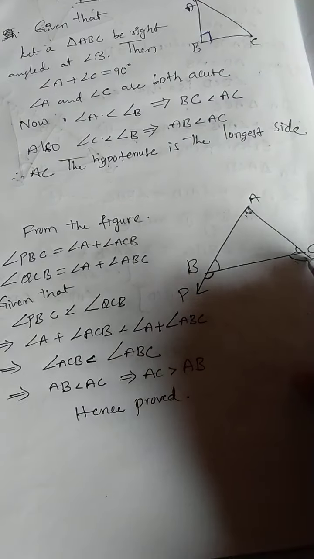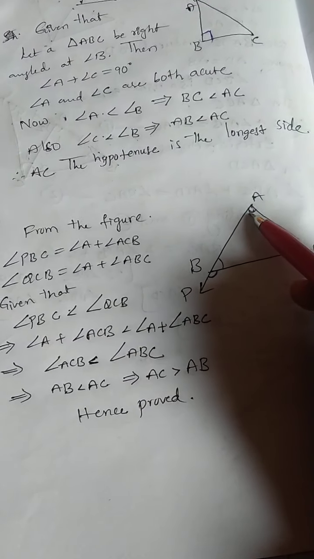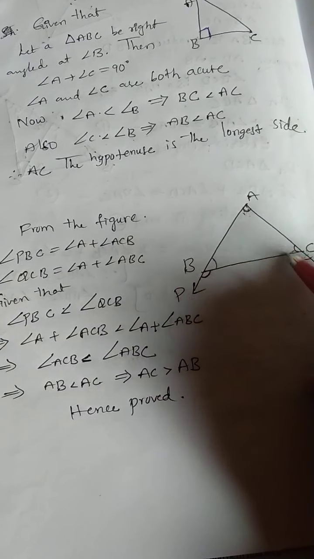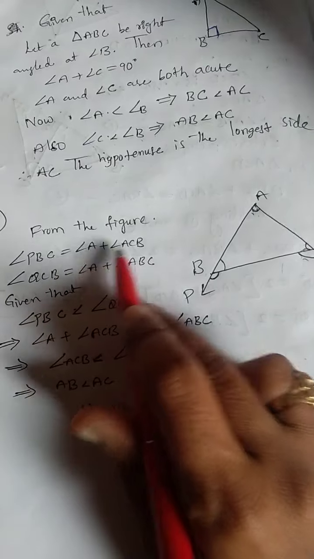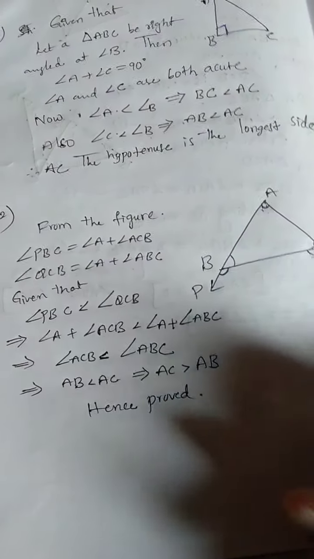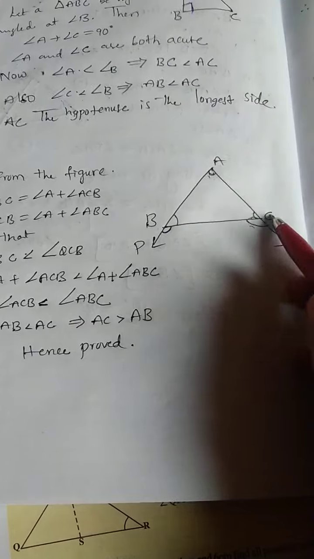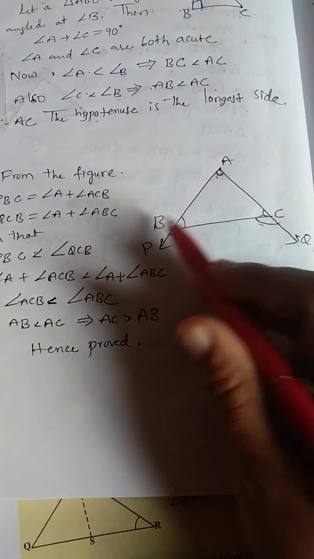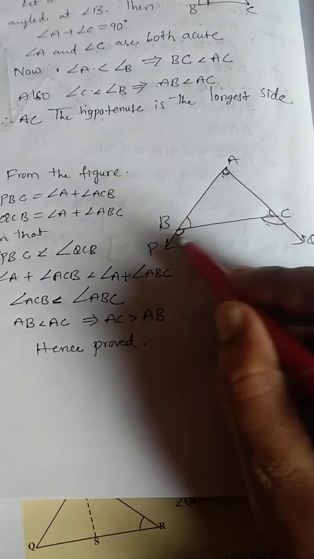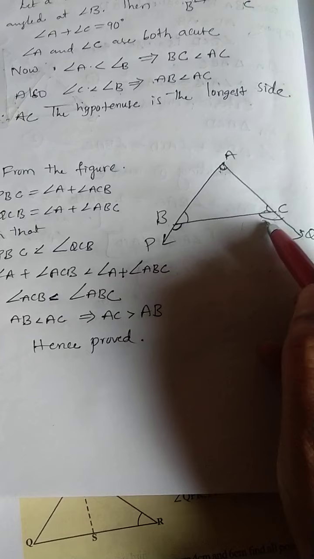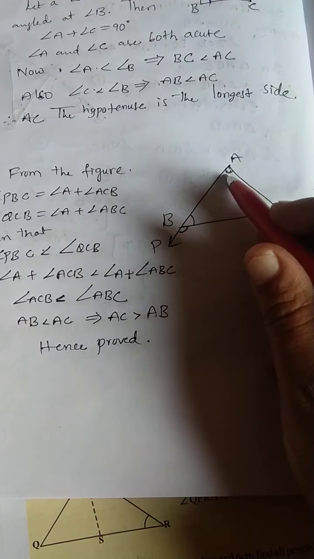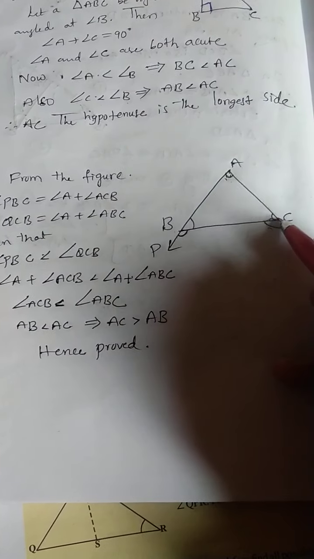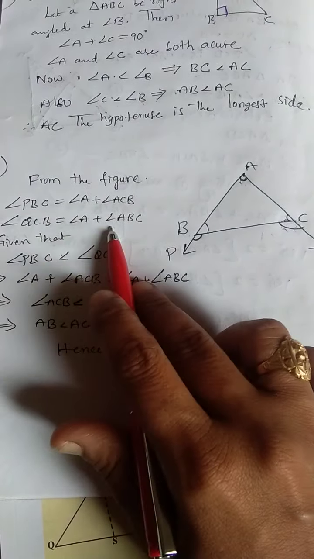So that is what I wrote here. Angle PBC is equal to angle A plus angle ACB. These two are interior opposite angles, and I took their sum. The same condition applies here also. Angle QCB is the exterior angle for this triangle, with respect to triangle ABC. Again, exterior angle is equal to the sum of two interior opposite angles: angle A plus angle ABC. That is what I took.